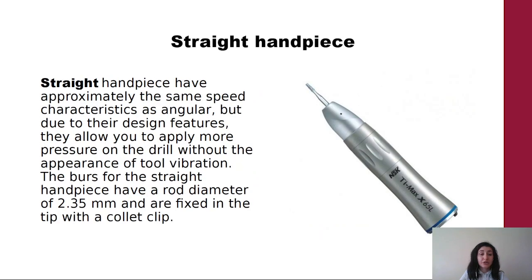Straight handpiece. Straight handpieces have approximately the same speed characteristics as angular, but due to their design features, they allow you to apply more pressure on the drill without the appearance of tool vibration. The burrs for the straight handpiece have a rod diameter of 2.35 mm and are fixed in the tip with a collet clip.